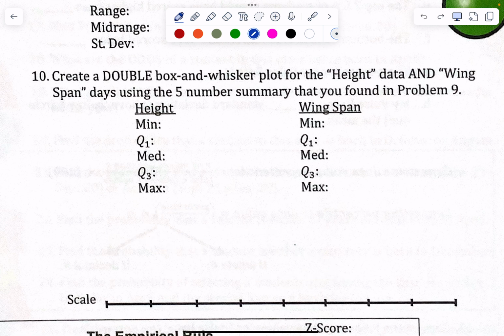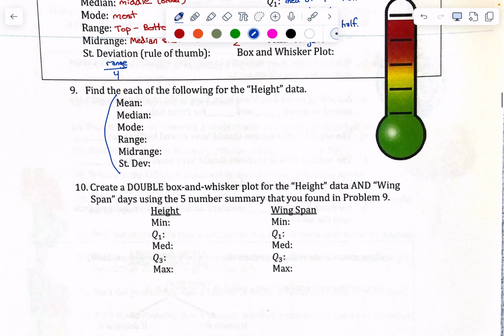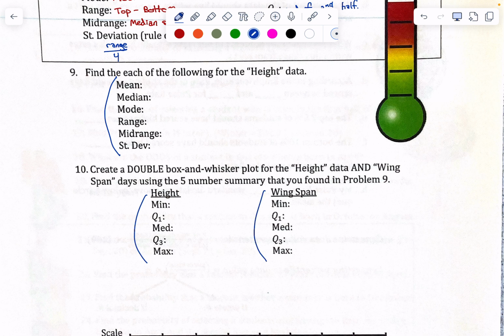Okay, all right. So let's do height. Oh, wait. Oh, no, never mind. This is not a box and whisker plot. This is just mean, median, mode, range, mid-range, standard deviation. Okay, never mind. The only ones you have to do a box and whisker plot for are these.